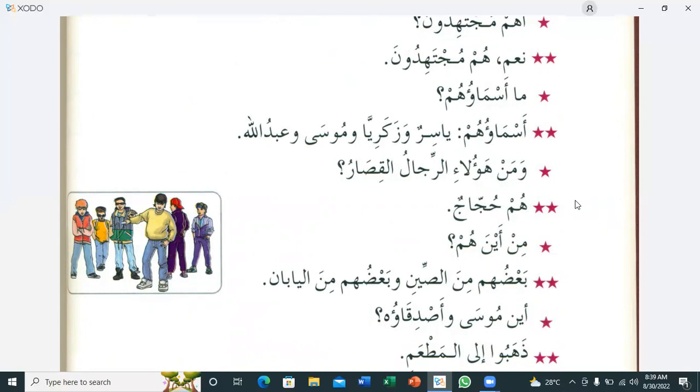Asma'uhum Yasirun wa Zakariya wa Musa wa Abdullah. Their names are Yasir, Zakaria, Musa and Abdullah.